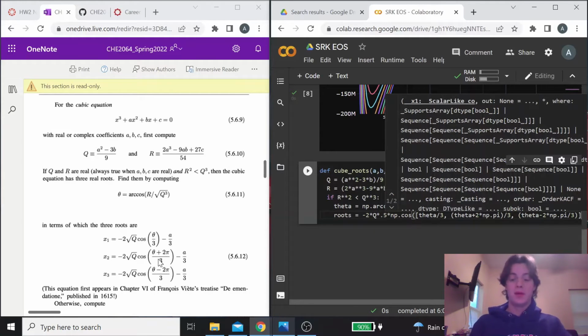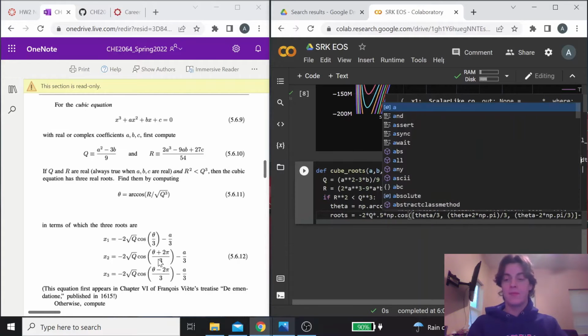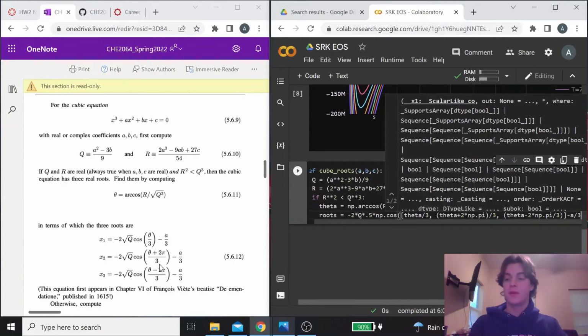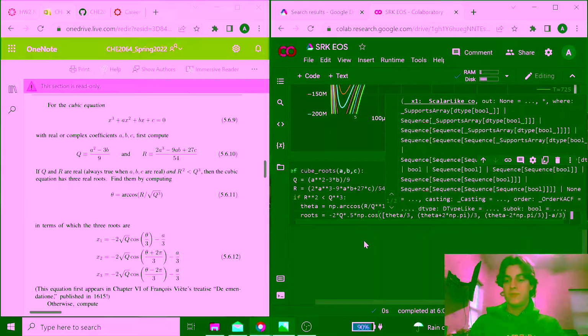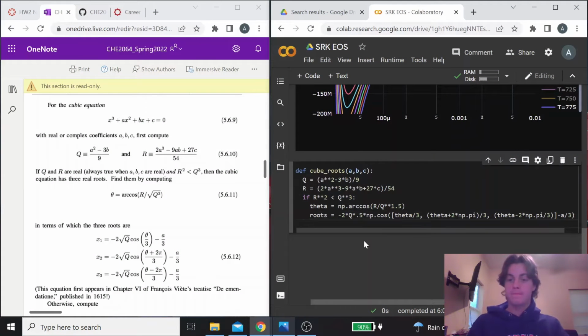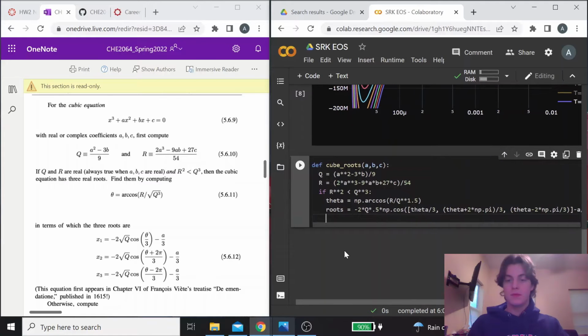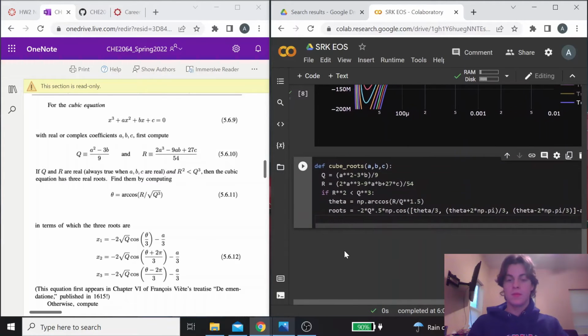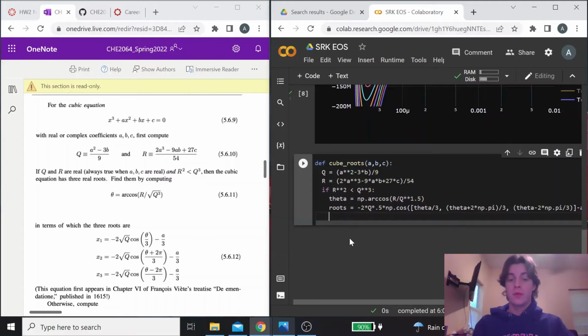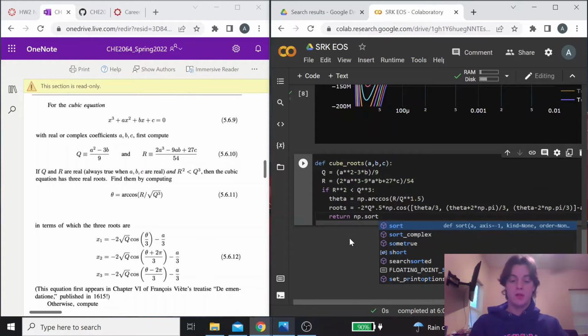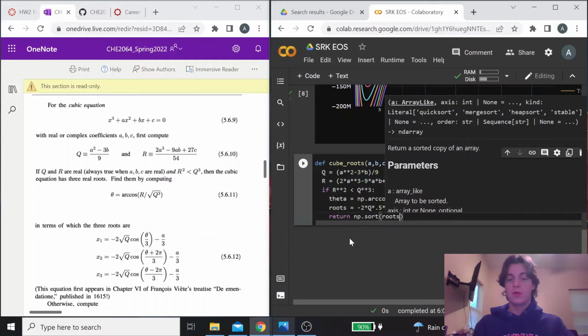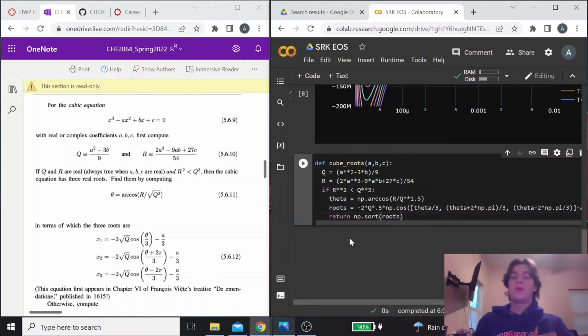And then from this whole thing we subtract a over 3. So there's our a over 3. From there, before we return these first 3 roots, we are going to sort them. This function, numpy sort, will sort them in ascending order, from lowest to highest value, and it'll make it easier to use in our code later on.